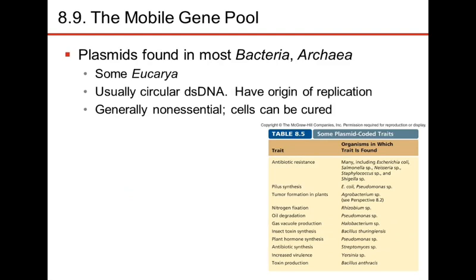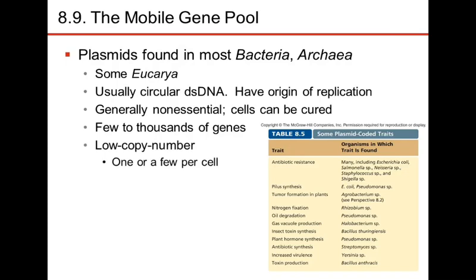Maybe it was antibiotic resistance, and if there's no selection for the antibiotic, then you could select for strains that didn't have that plasmid carrying those genes. Usually there's just a few to maybe 1,000 genes. Some plasmids replicate in what we call low copy number. In other words, they maintain at 1 or 2 copies per cell, just like the chromosome would.